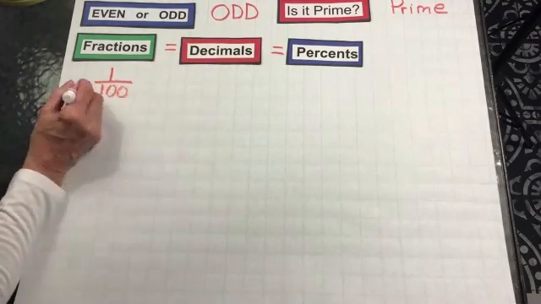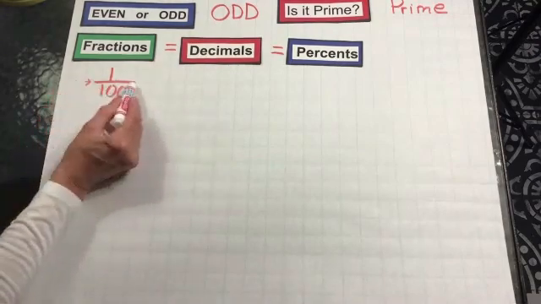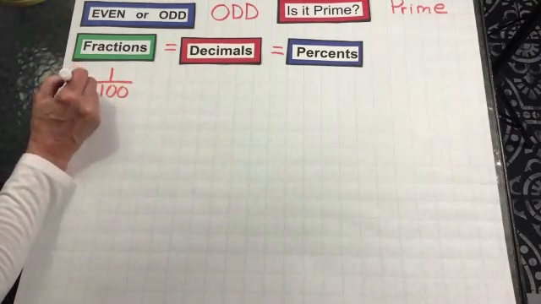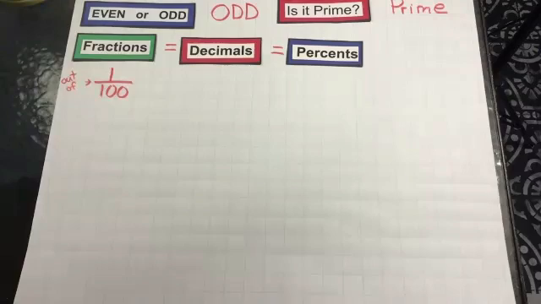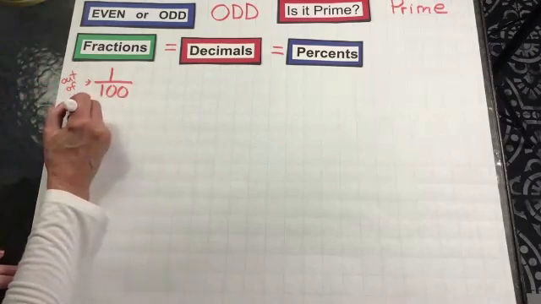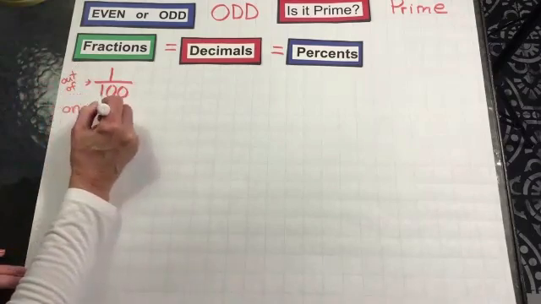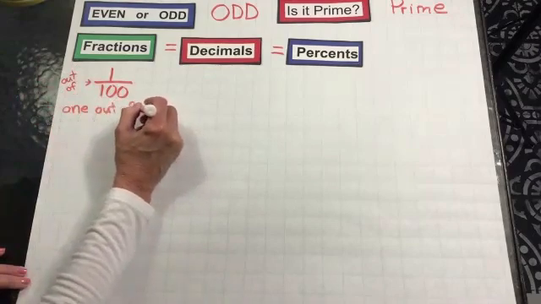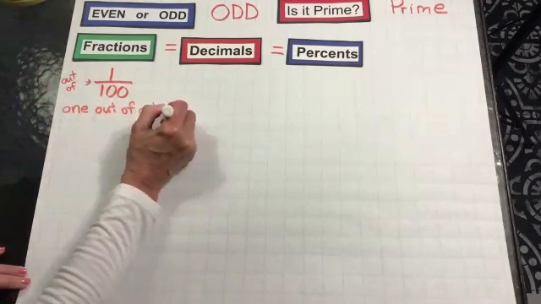And right next to the line on our fraction, we want to write the words out of, because that's the meaning of that line. So whenever you're reading a fraction, it is 1 out of 100. So we're going to write that down, 1 out of 100.